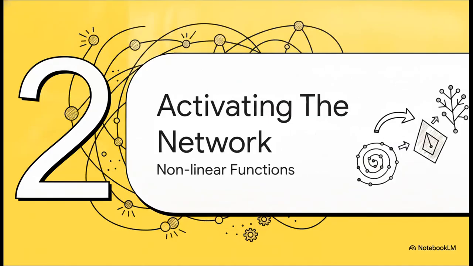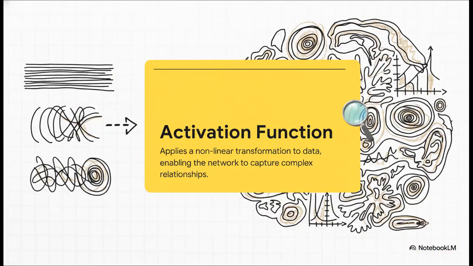Moving on to part two, activating the network. For these networks to actually interpret messy, real-world data, they desperately need something called an activation function. Without injecting this nonlinear mathematical transformation, our neural nets would just be glorified linear calculators. They literally couldn't draw complex decision boundaries. Think about trying to draw one perfectly straight line to separate all images of cats from dogs. It's mathematically impossible.